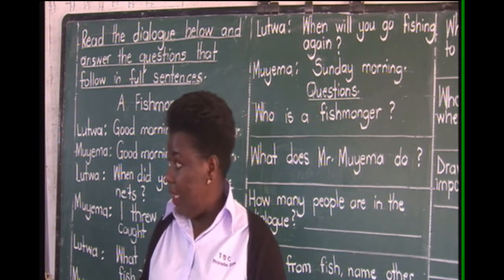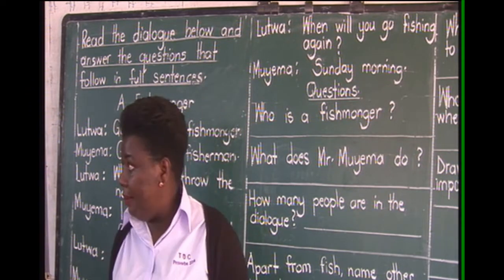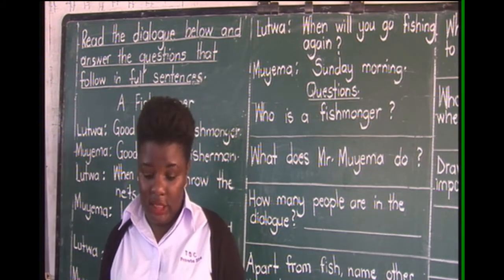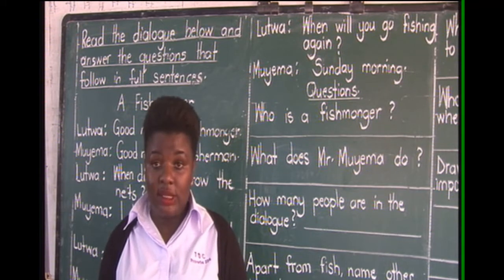Then we have a market vendor. A market vendor sells things in a market. We have the word butcher, and it is our last word on the list.